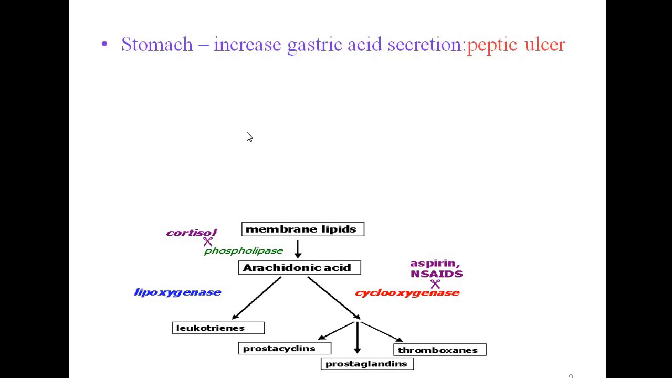Now, very important, on the stomach. They increase gastric acid secretion, therefore they can predispose to peptic ulcer. So one more contraindication for corticosteroids is peptic ulcer and gastritis.